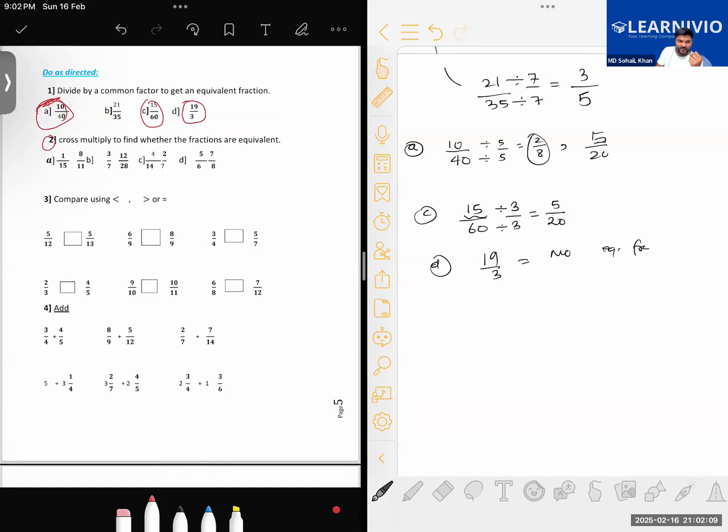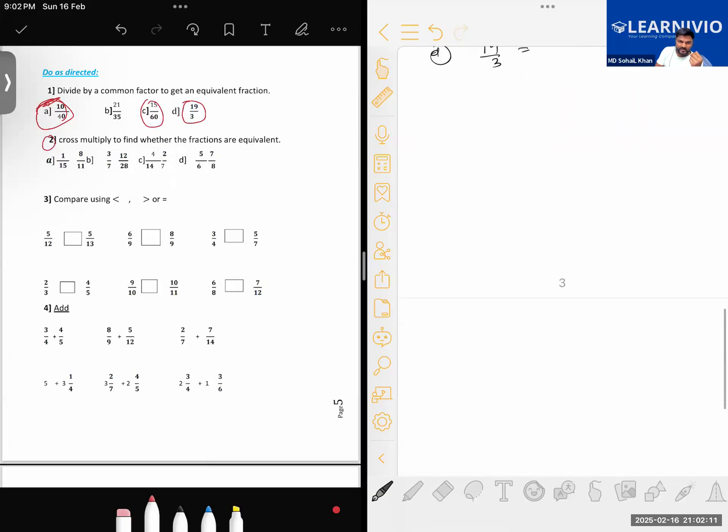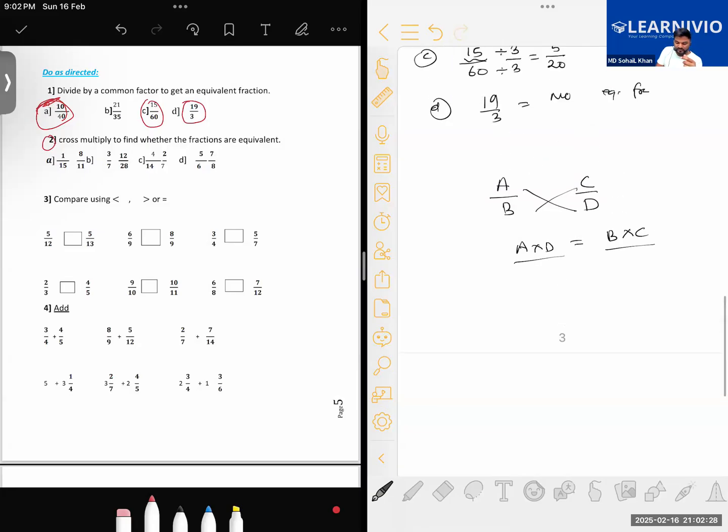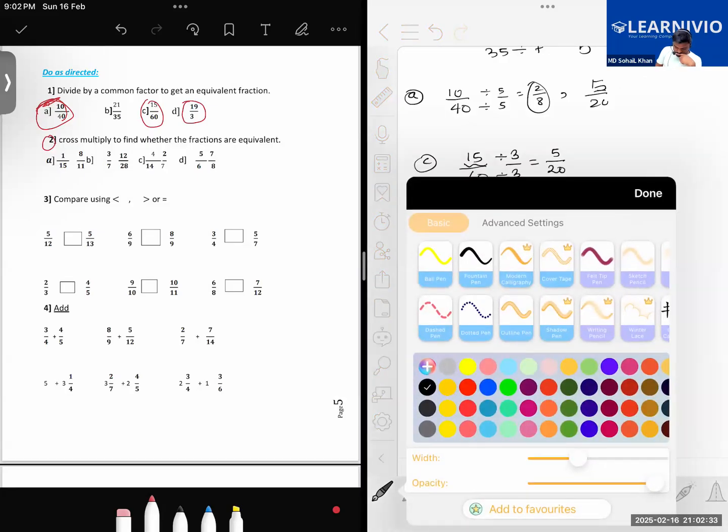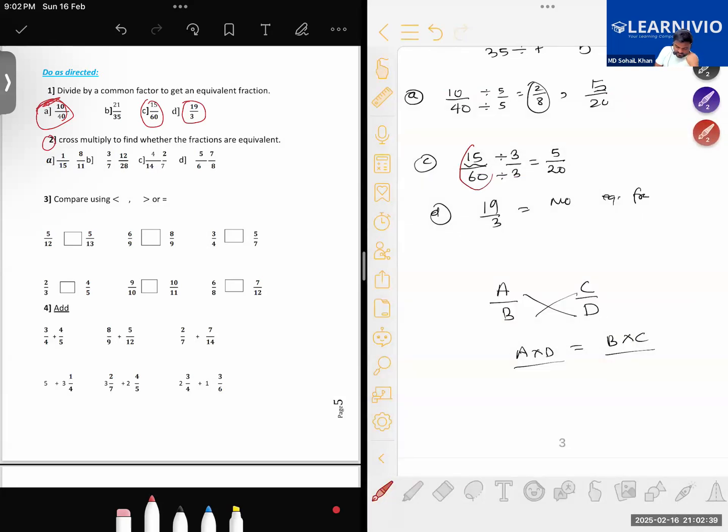So we need to cross multiply to find whether the fractions are equivalent, right? What we know is that suppose I am provided with a upon b and c upon d, and if you multiply a with d and b with c, if both the results come equal, then it's an equivalent fraction, isn't it? Let's take an example. Moments ago we solved this question: 15 upon 60, 5 upon 20. You found out that 5 upon 20 is an equivalent fraction. Now you can also check whether your answer is correct or not. How can you check it?